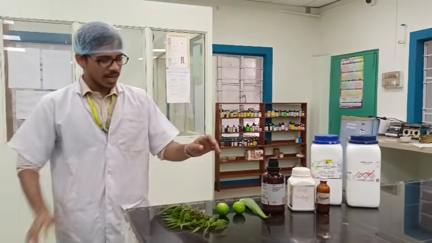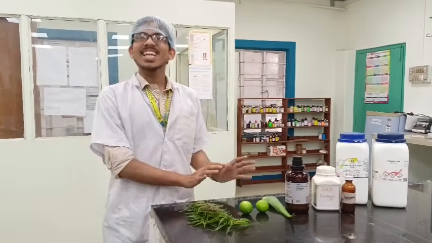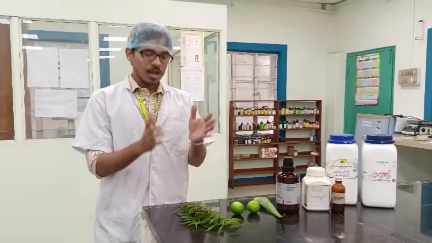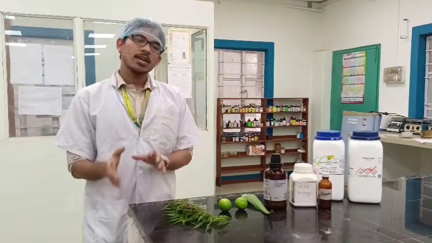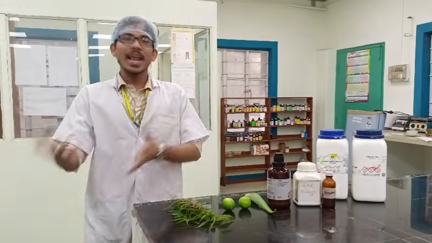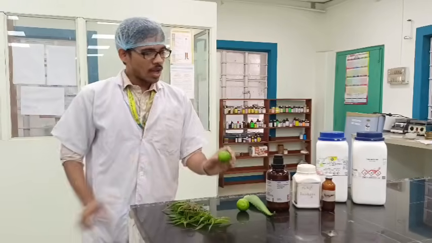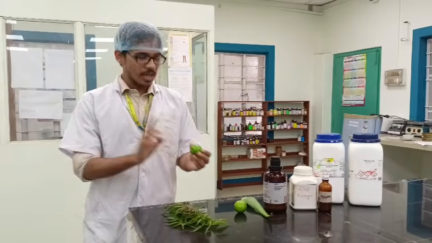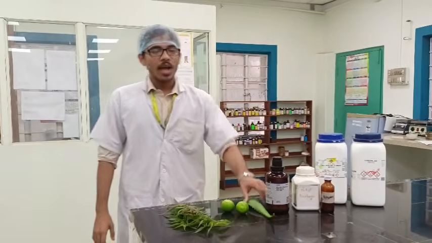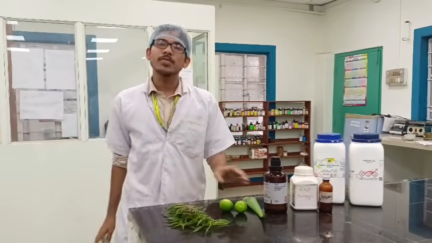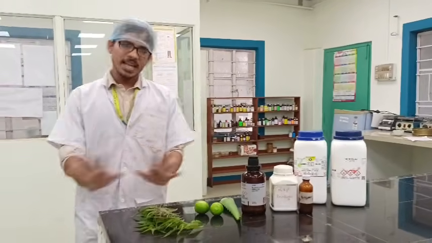Number one is neem, and the biological source of neem is Azadirachta indica. The part used is the leaves, dried or fresh, and it belongs to the Meliaceae family. Then here is our lemon, and the biological source is Emblica officinalis, belonging to the family Euphorbiaceae. And another one is aloe vera, whose biological source is Aloe barbadensis, belonging to the family Liliaceae.